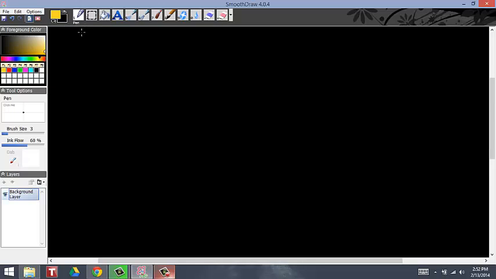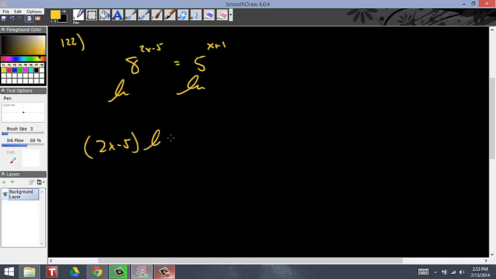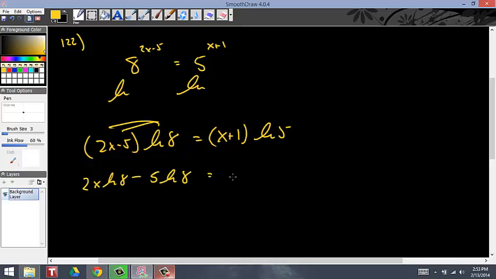How about something like number 122? 8 to the 2x minus 5 equals 5 to the x plus 1. No way is 8 and 5 going to share the same bases. No way! How do I handle an 8 and a 5? Take the natural log of both sides. So I get 2x minus 5 times natural log of 8 equals x plus 1 times natural log of 5. How do I deal with it this time? I've got to get all the x's to one side. Distribute: 2x ln 8 minus 5 ln 8 equals x ln 5 plus ln 5.